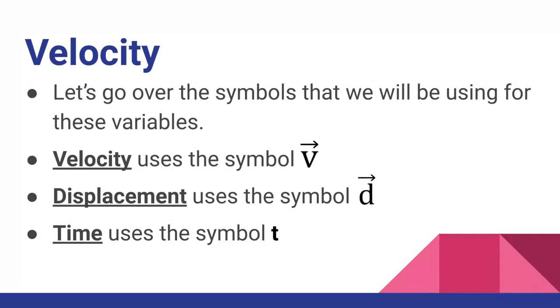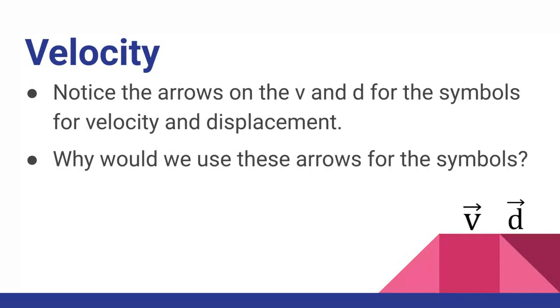Okay, so velocity has the symbol V with an arrow over top. Displacement has a symbol D with an arrow over top. Time is the same. Time is just going to be T. Okay, time doesn't change in between speed and velocity. It's pretty much the same regardless what you're trying to calculate.